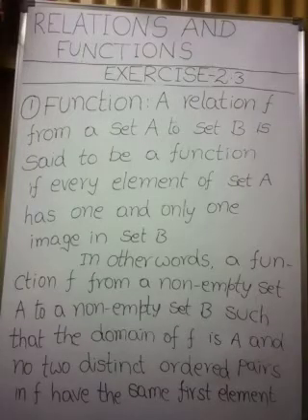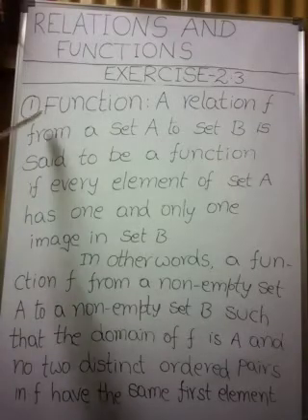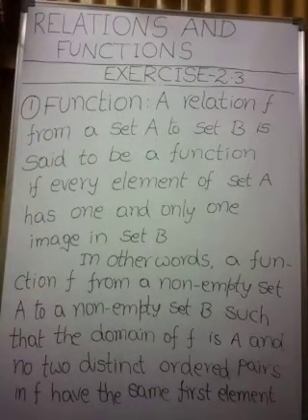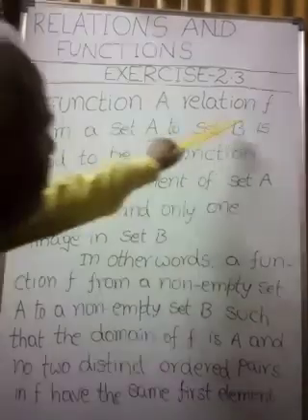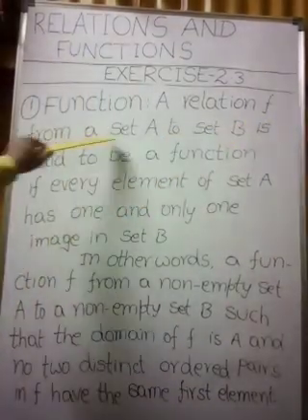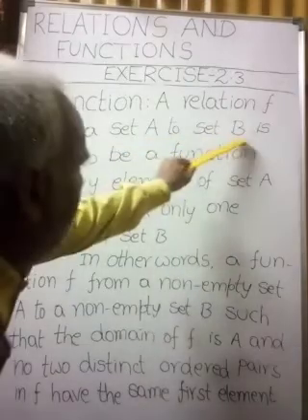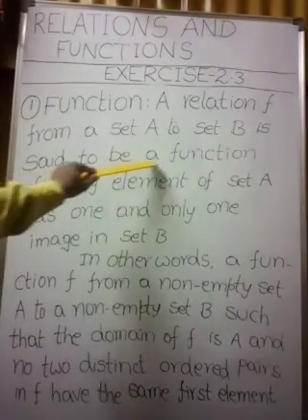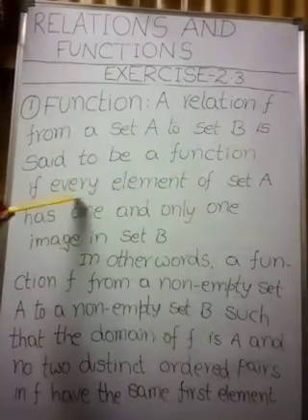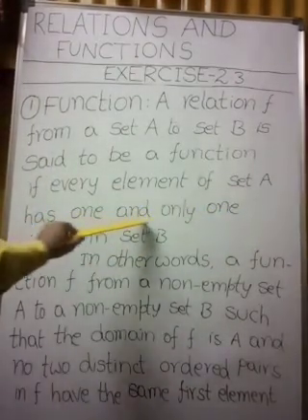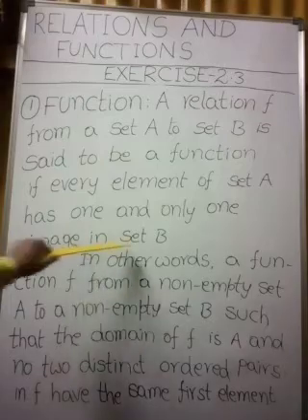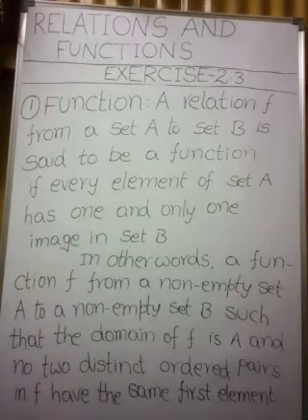Now come to the first point, my dear children, that is function. Here we are defining the function. Okay, my dear children, a relation f from a set A to set B is said to be a function if every element of set A has one and only one image in set B. Understood this definition, my dear children?